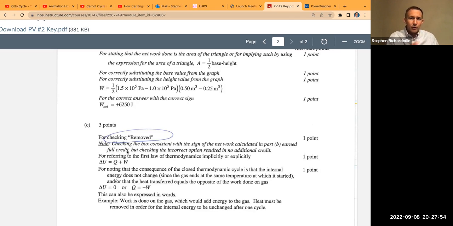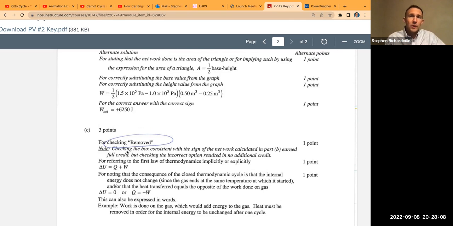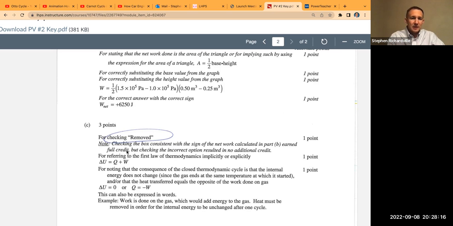So if I go through a full cycle and I find out the work done is the area enclosed, and that work is positive 6,250 joules, then the heat lost must have been 6,250 joules. It must have been removed. If I was going clockwise, then my overall work done would be negative. But if I'm back at the same internal energy, then I must have gained heat in that process to end up back. Overall, I would have to gain heat, not in the individual one. I have to be careful with those.